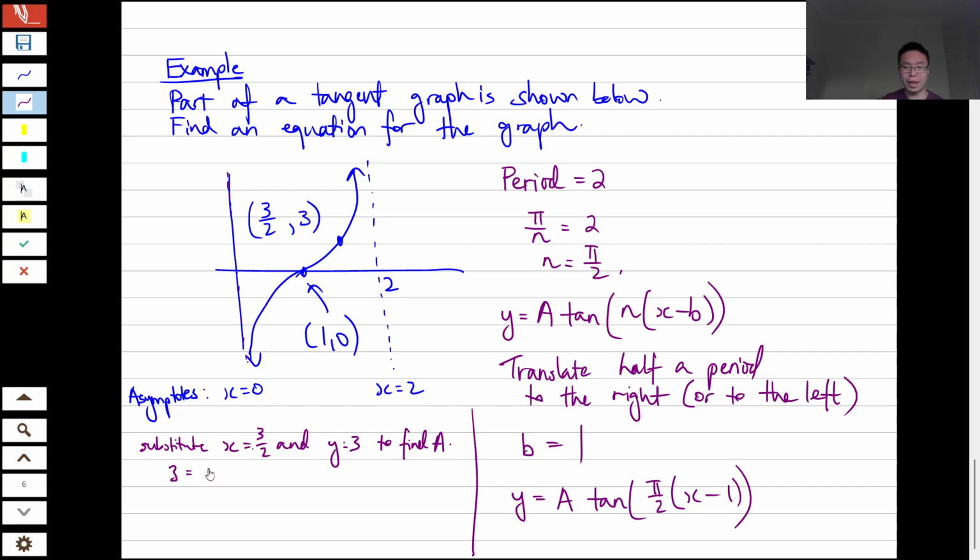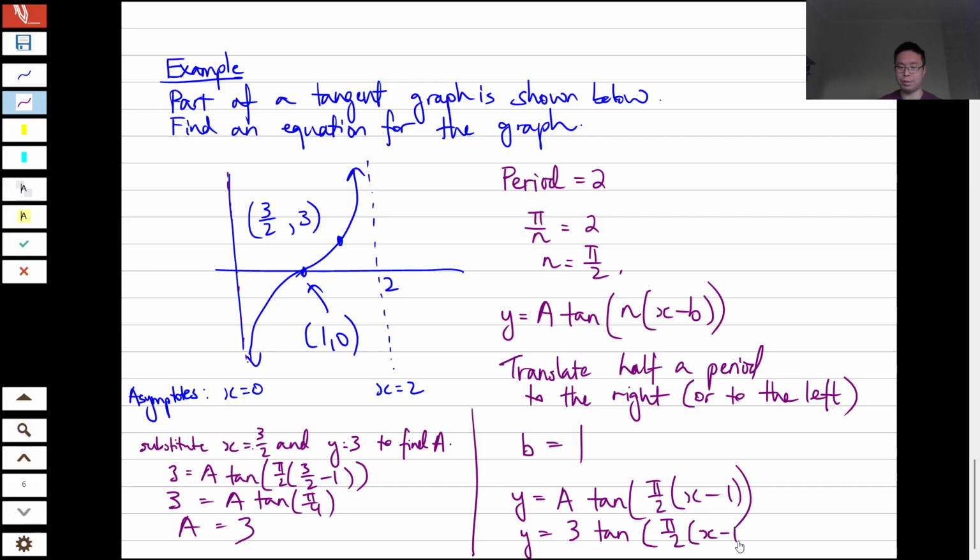3 equals a tan of pi on 2 times 3 on 2 minus 1. 3 equals a times tan of pi on 4. A equals 3, since tan of pi on 4 is 1, and therefore y equals 3 tan of pi on 2 times x minus 1. And that, my friends, is the tan graph.